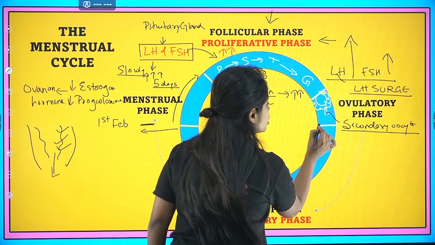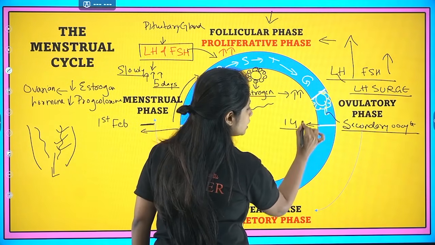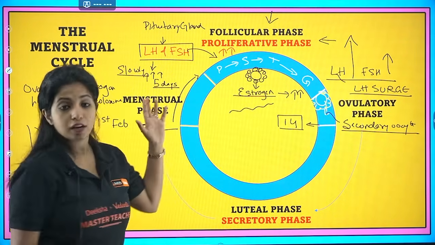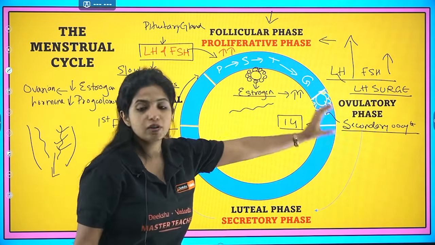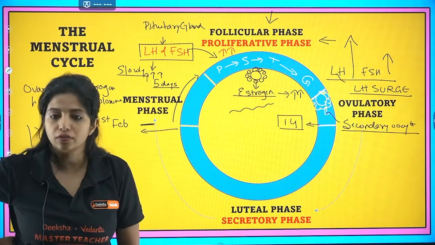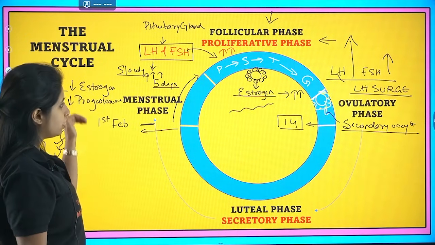So I say ovulation basically happens at the half time, that is basically on the 14th day. Suppose the cycle is of 28 days. On the 14th day, half of 28 is 14, right? Secondary oocyte is going to be released, and that is your ovulatory phase. Got it? So first of all, menstrual phase, both of them are down.